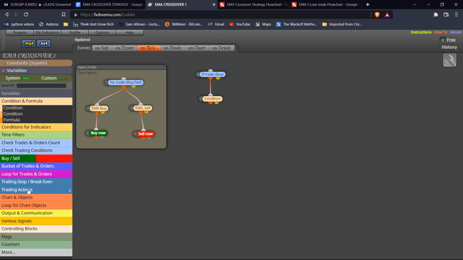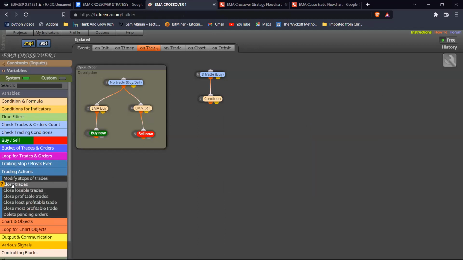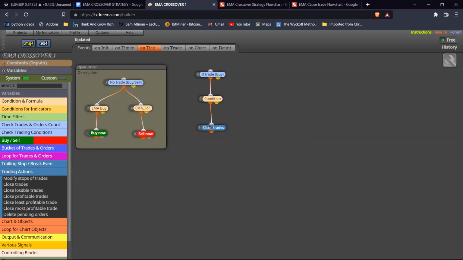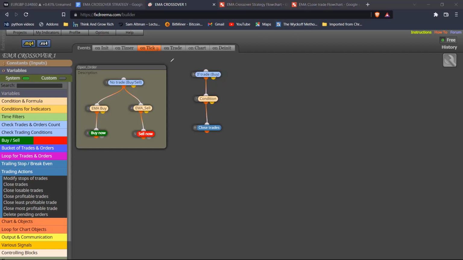What we want to do now is under trading action, we select close trade, right? So you double click on this. We want to make sure that we're only closing the buys because this condition is for the buy. So you filter by type, not buy and sell, just buys, right? And that's all you need to do here. You click on update, you connect these two together, and we have this one running, right? So now here is the explanation. Okay, let me build the next one so that we can do the proper explanation. Now this is for buys. The next one will be for sells, right?